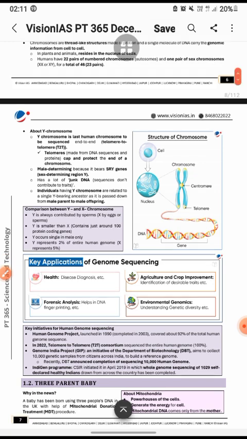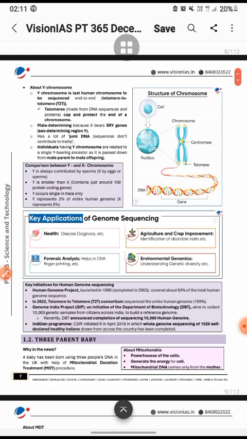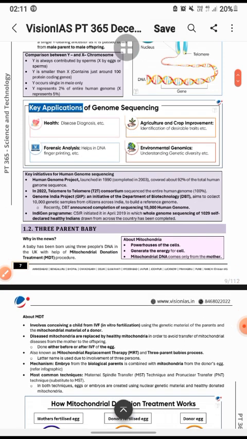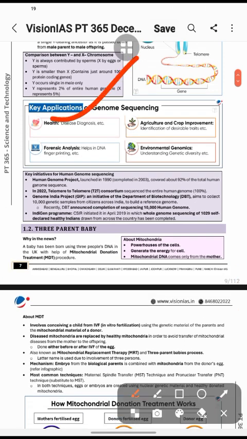Y always contributes to the sperm, and the X to the egg. Y is smaller than X and is single, and the Y represents 2% of the entire human genome. Genome sequencing is very important for disease diagnostics, agriculture management, forensics, and the environment.